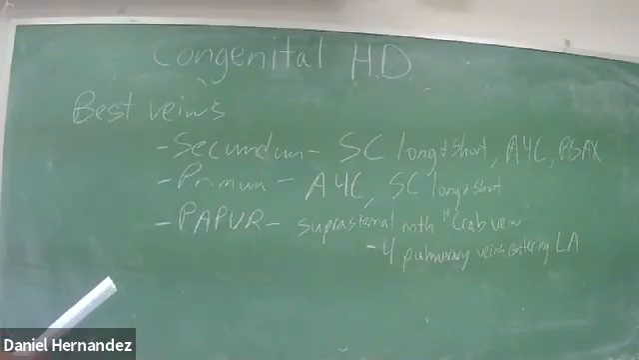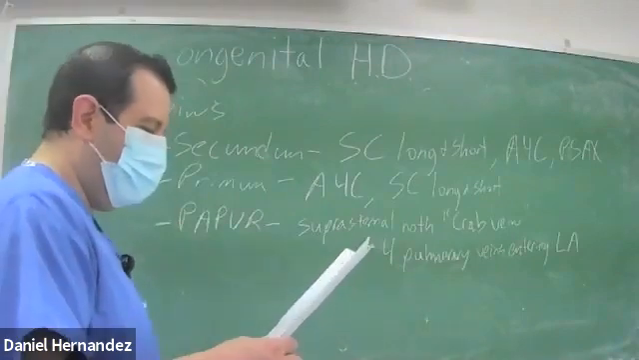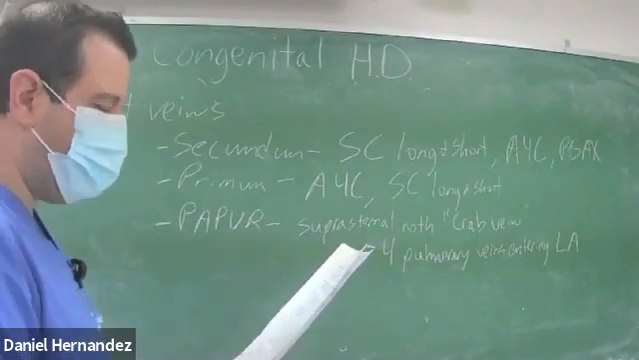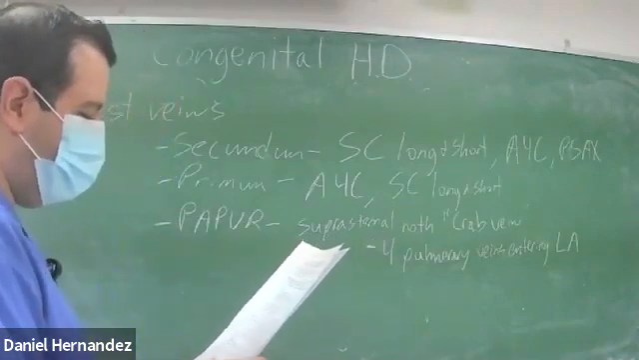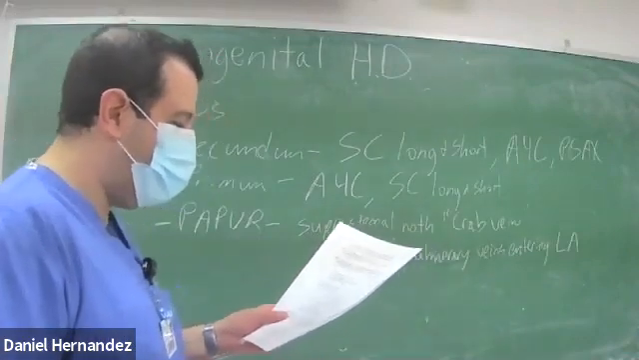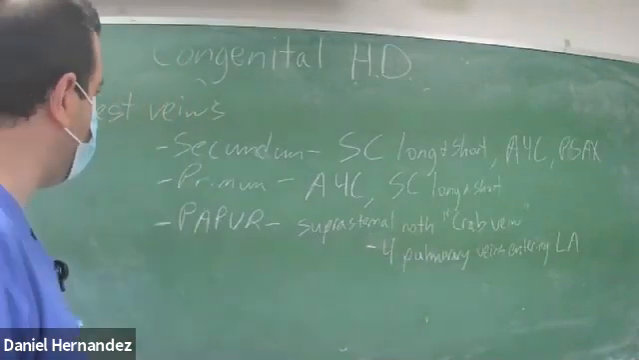So with ASDs, we want to assess the location and the relationship to the aortic valve. We want to assess pulmonary venous drainage. We want to assess the hemodynamic consequences, estimate the size of the ASD, and look for any associated anomalies.